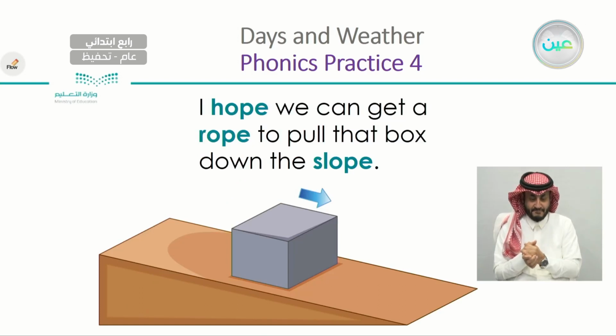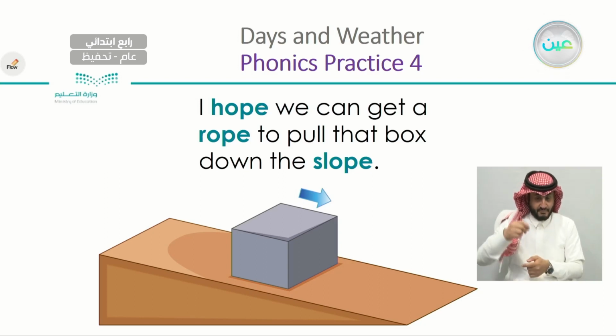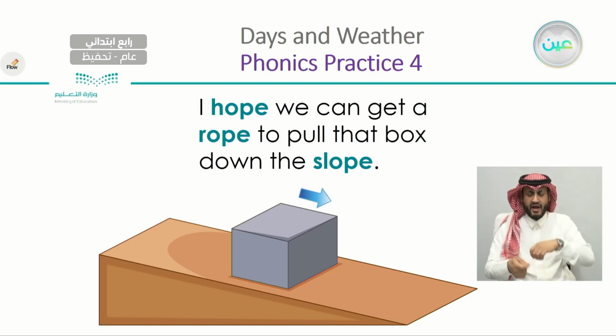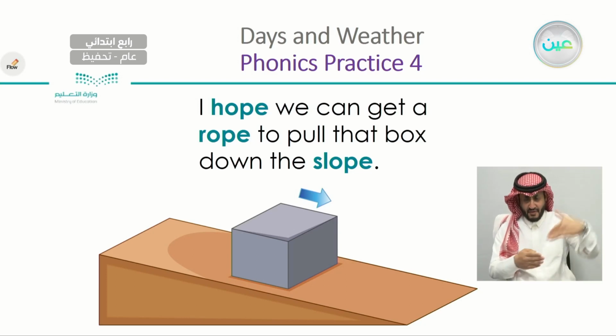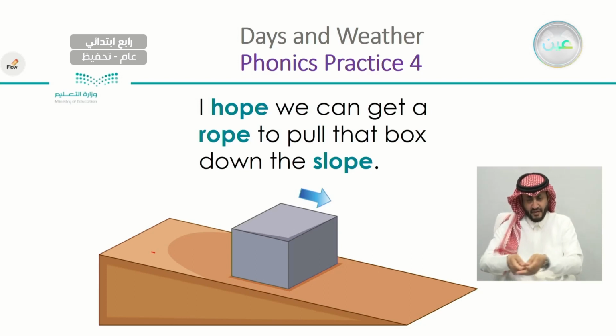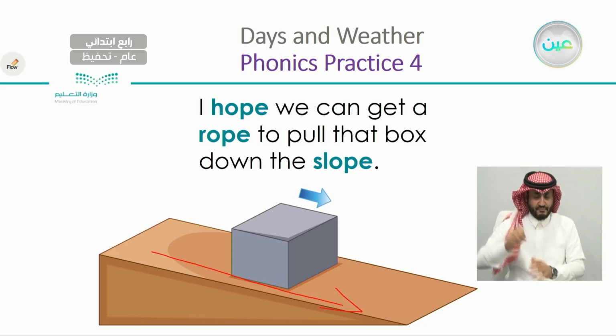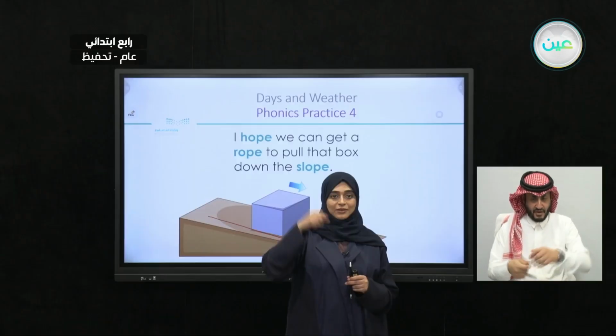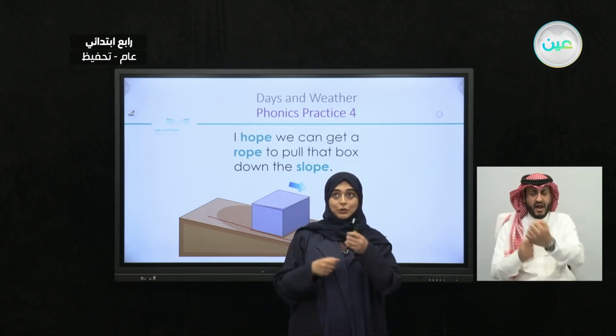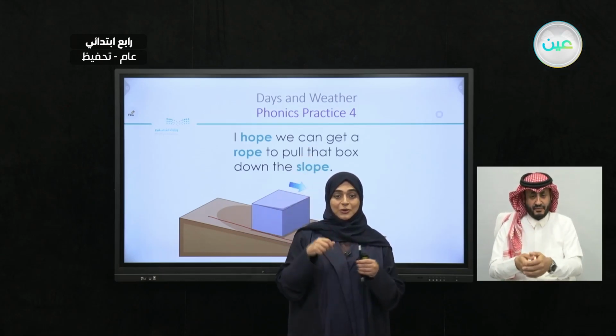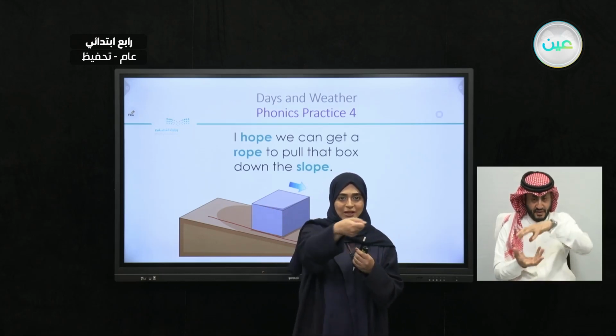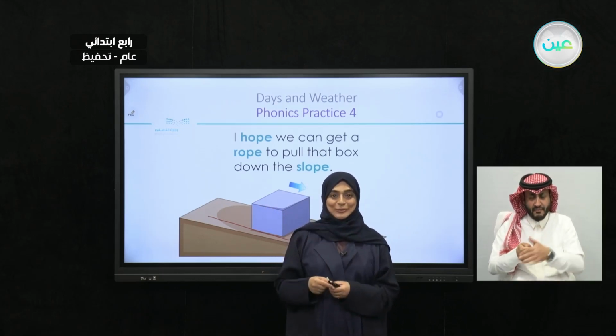Now let's read this one together. I hope we can get a rope to pull that box down the slope. Again, I hope we can get a rope to pull that box down the slope. This is called a slope. A rope? You use it to tie things. You use it so that you can hold on to it. So they want to tie the box with a rope and pull it down the slope.